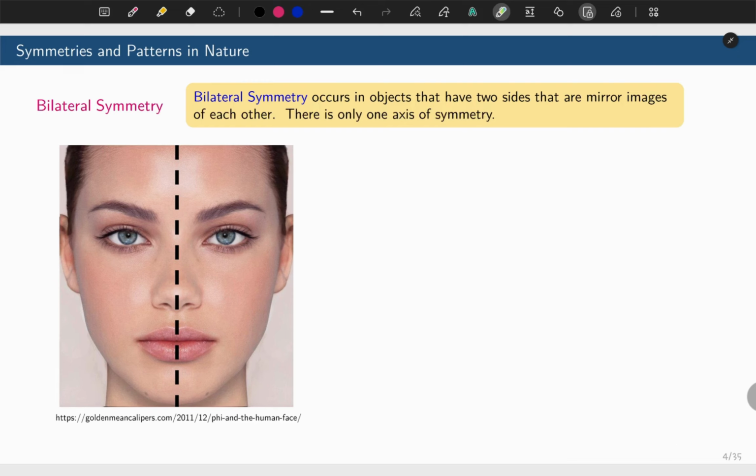So, bilateral symmetry just simply states that if you cut the object into two, through the line of symmetry, what you get on the left will be the same as the right. There are people who have perfectly symmetrical shape, but most of us do not have perfectly symmetrical shape.